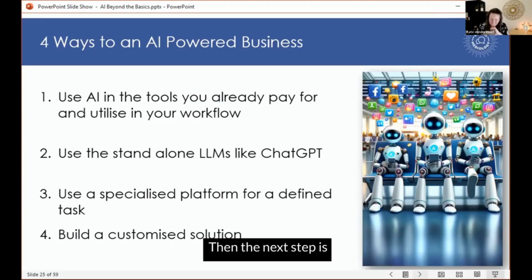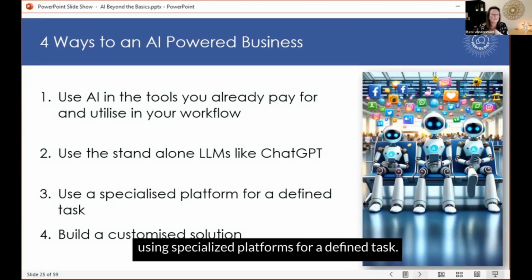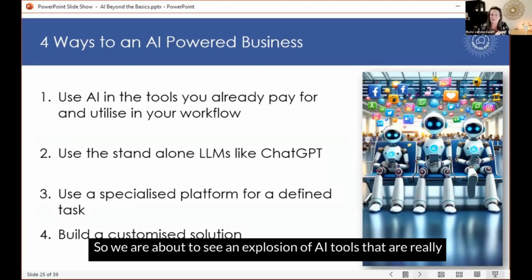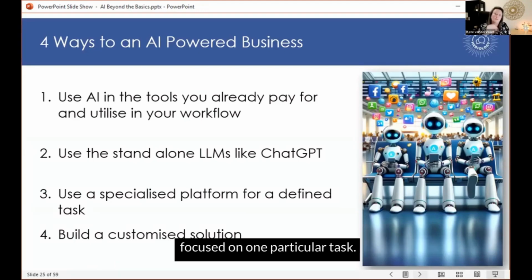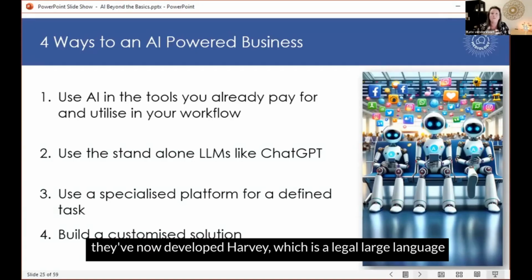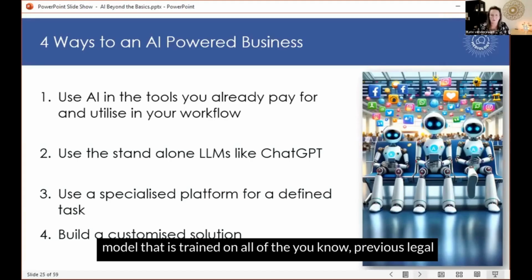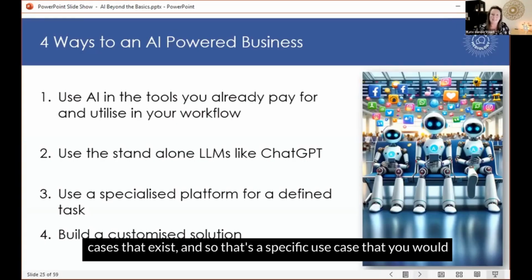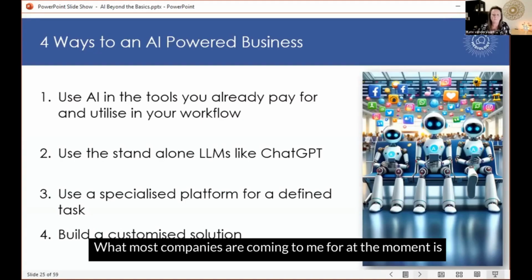I'll come to that in a minute. Then the next step is using specialized platforms for a defined task. So we are about to see an explosion of AI tools that are really focused on one particular task. For example, you don't go to ChatGPT for legal advice, but they've now developed Harvey, which is a legal large language model that is trained on all of the previous legal cases that exist. And so that's a specific use case that you would go to Harvey for.